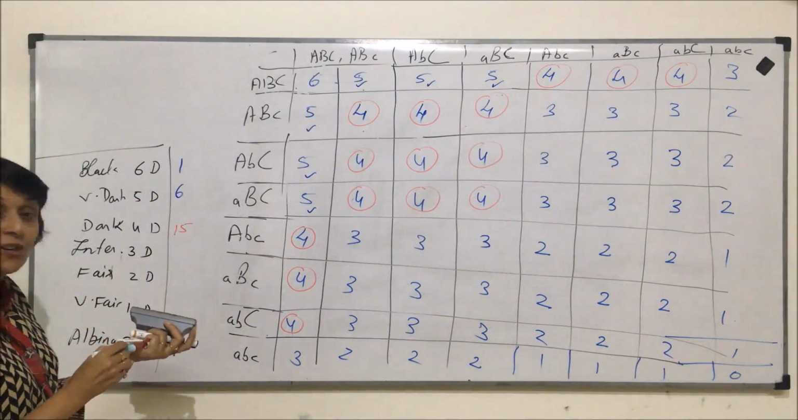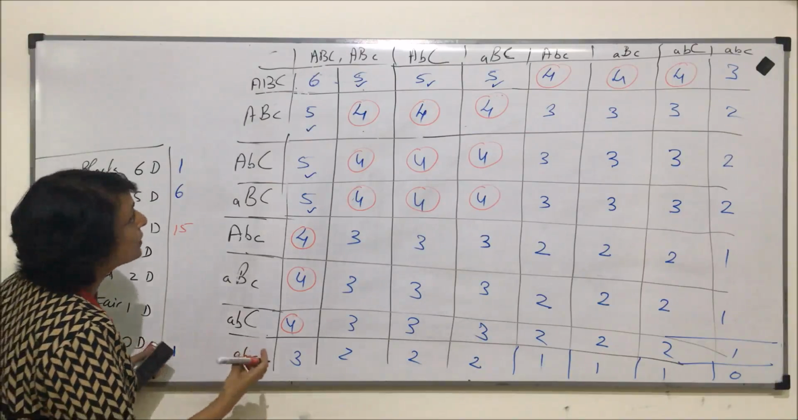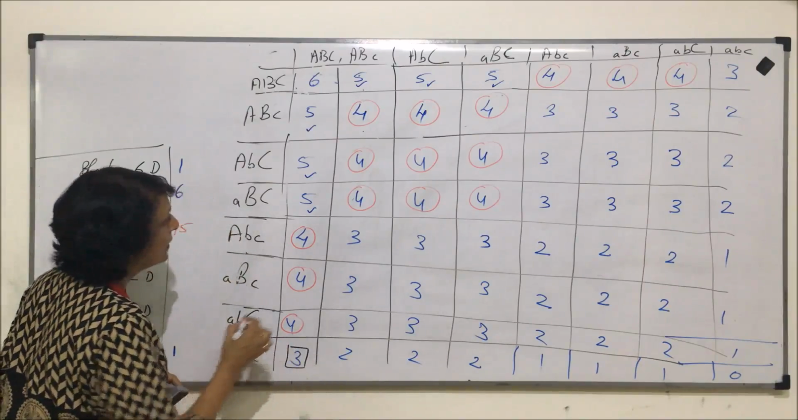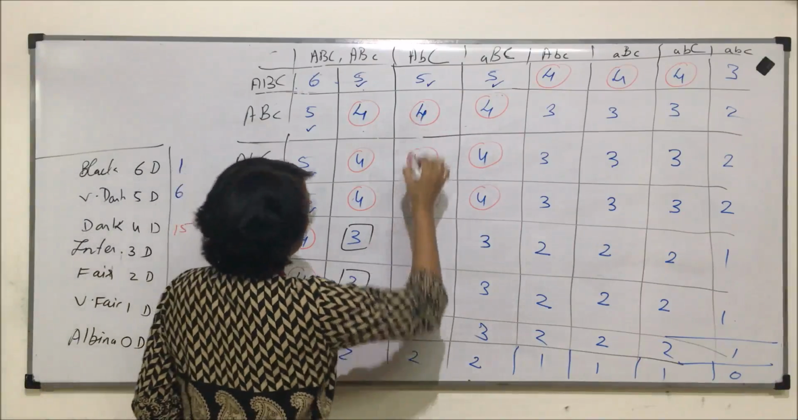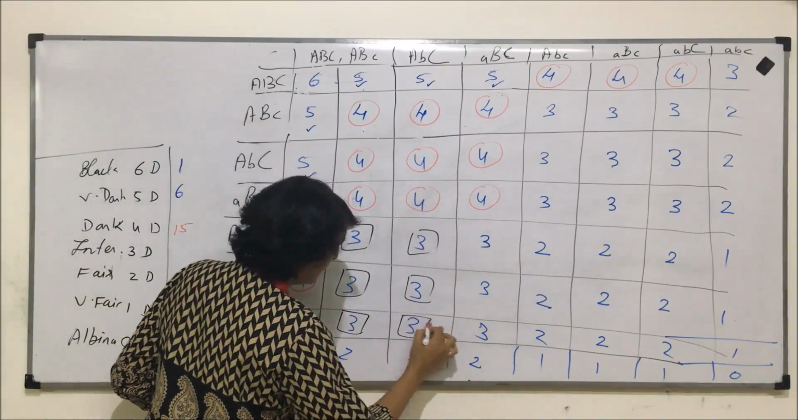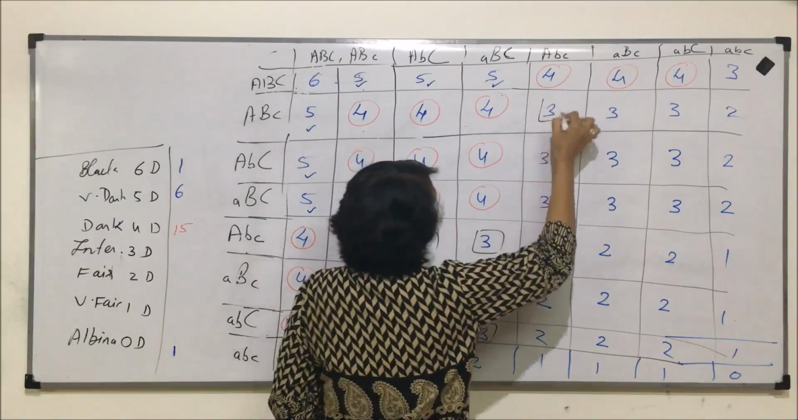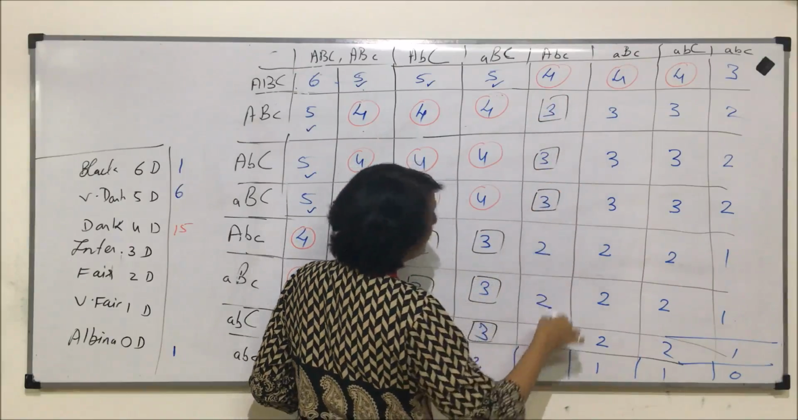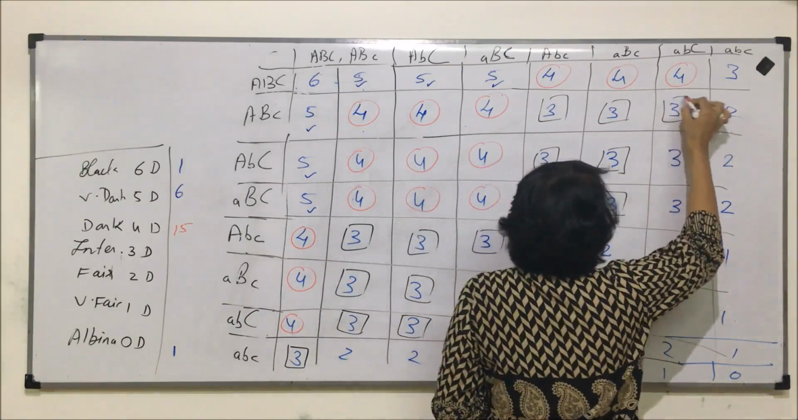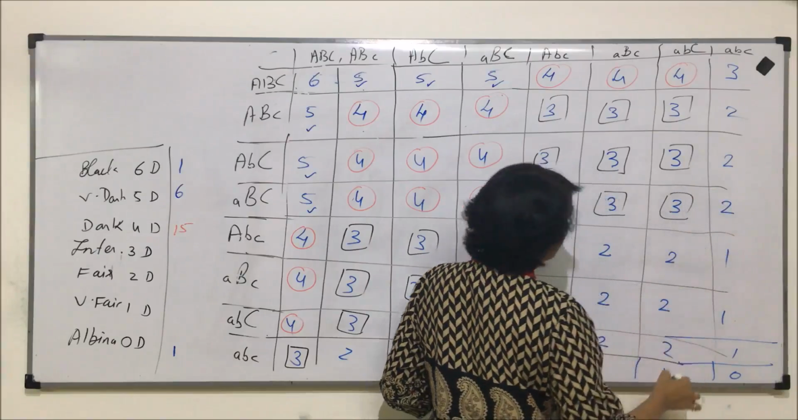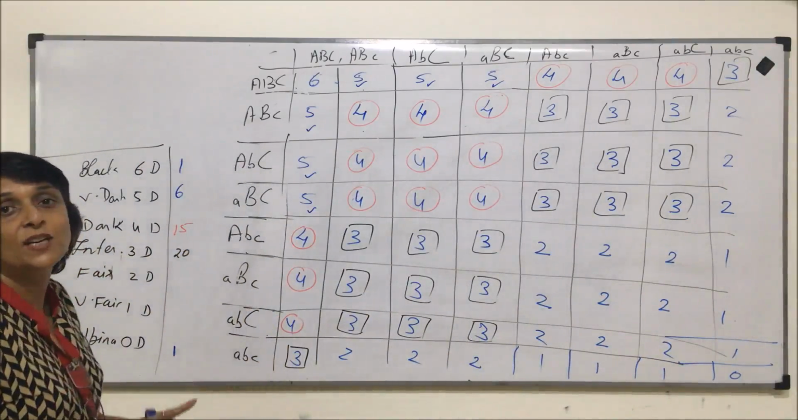Now let us come to 3 dominant. Let us start counting from here. So this is 1, 2, 3, 4, 5, 6, 7, 8, 9, 10, 11, 12, 13, 14, 15, 16, 17, 18, 19, and 20. So there are 20 individuals who have 3 dominant.